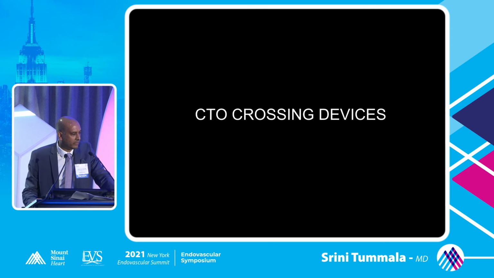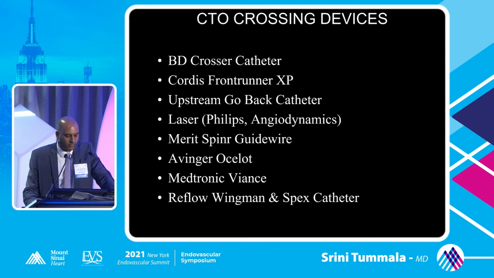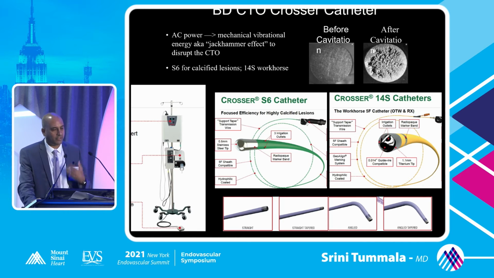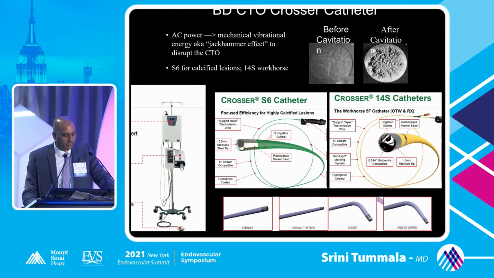What about crossing devices? These are very important things that we need to go over, right? So we've got a whole host of devices that can be used, and I'll go through these quickly in terms of time. Obviously, there's the BARD or BD CTO Crosser catheter. This obviously requires a generator. It basically converts AC power into mechanical vibrational energies. You get a jackhammer type effect. There's obviously some microbubble disruption and cavitation. And it comes with two devices, the S6, which is for highly calcified lesions, and the 14S, which is kind of the workhorse catheter. And you're basically using various catheters with different shapes to guide this jackhammer through the CTO.